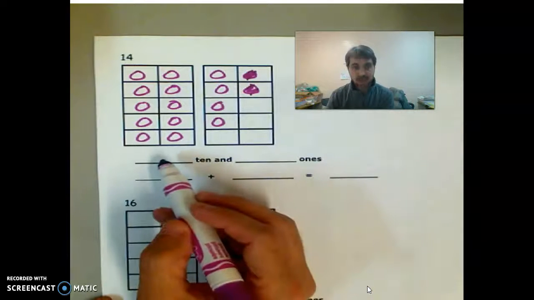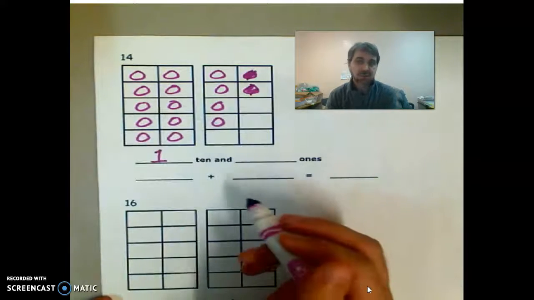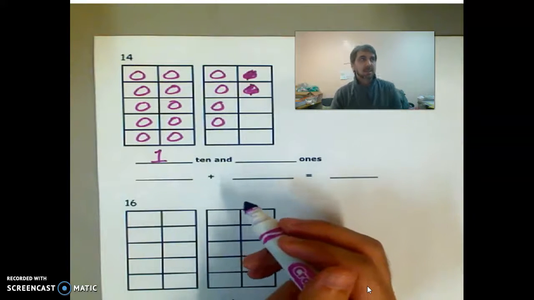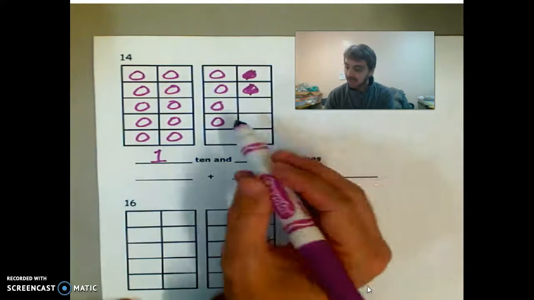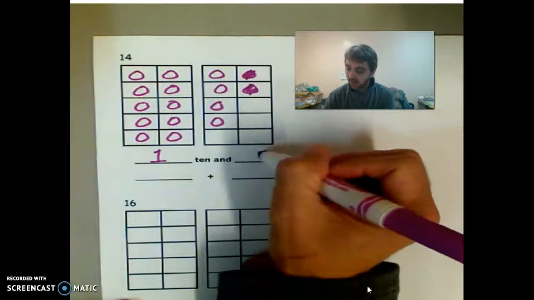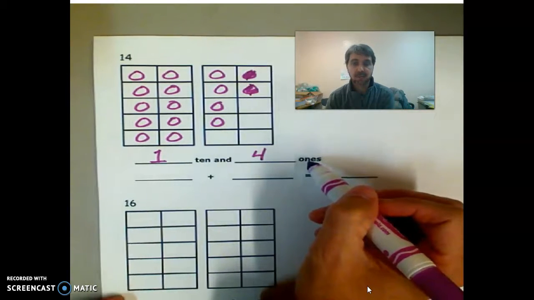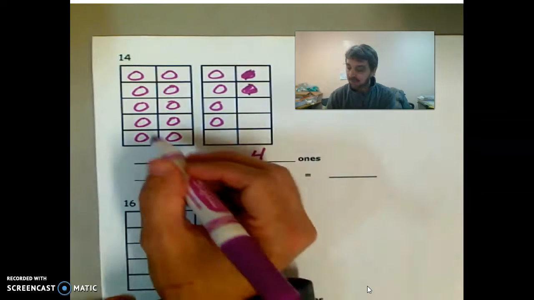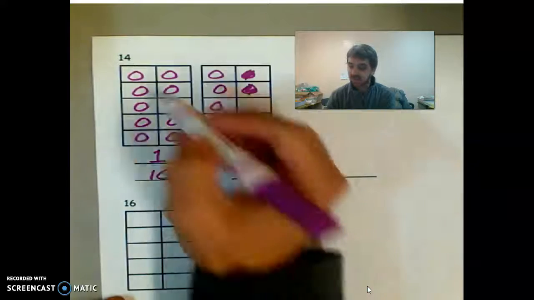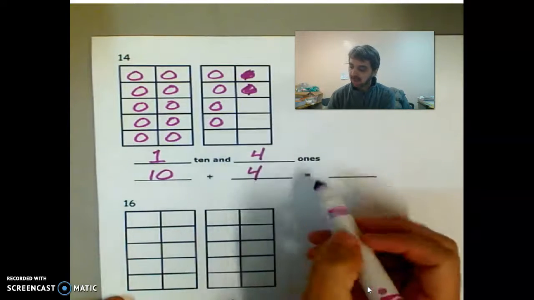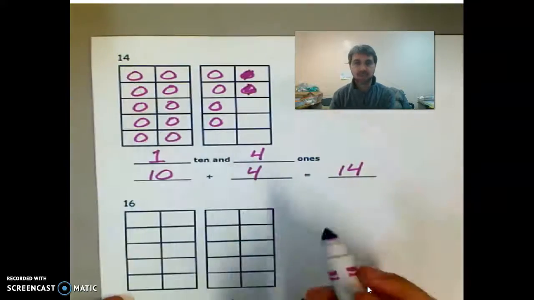Again, we have 1 ten, one bag of 10 Skittles, Reese's Pieces, Starbursts, whatever your favorite is. Then we have 4 ones, because they don't fill up the bag. There's not enough to fill up a bag and make it 10. So in 1 ten, we have a total of 10. Plus 4 more gives us 14, and that matches the 14 up here.